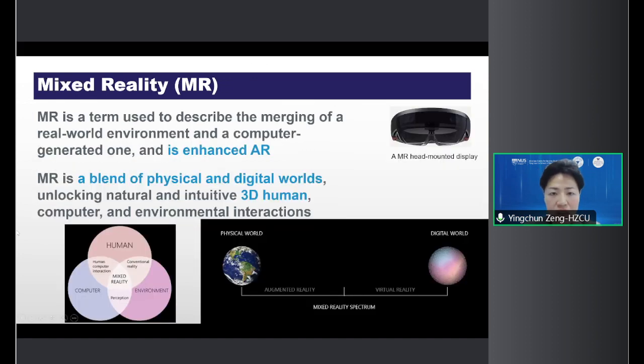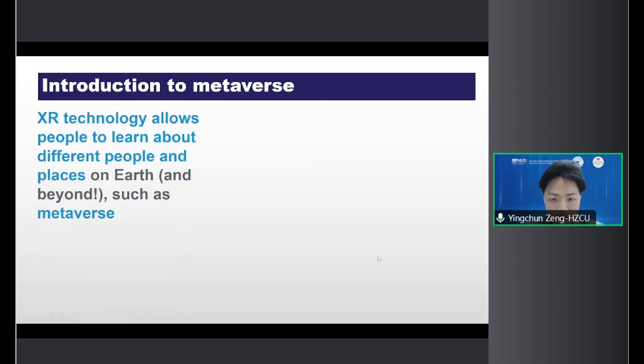VR technology seeks to create a convincing illusion that you are somewhere else. And mixed reality is a type of enhanced AR, a blend of the physical world and the digital world. So XR technology allows people to learn about different people and places on Earth, and beyond, such as the metaverse.